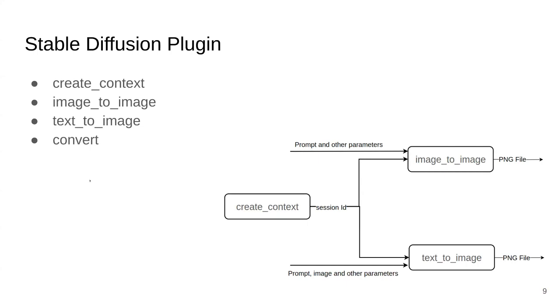For the image to image function and the text to image function, you need to give it a session ID and a prompt. If you call image to image, you need to give it another image, and it will generate a new image based on that image. Then image to image and text to image will return a PNG file. If you set the output parameter in image to image or text to image, it will directly store the PNG file on your computer.